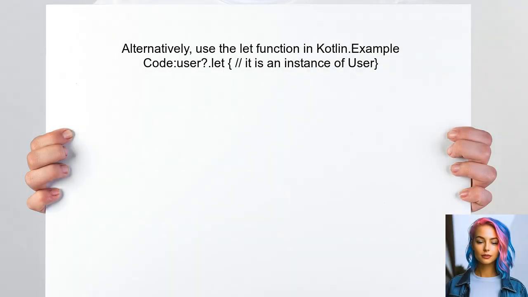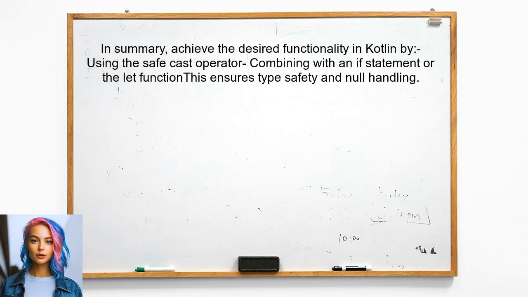Alternatively, the user can use the let function in Kotlin. This function allows executing a block of code only if the variable is not null, providing a clean way to handle the result. In summary, the user can achieve the desired functionality in Kotlin by combining the safe cast operator with either an if statement or the let function. This approach ensures type safety and null handling.